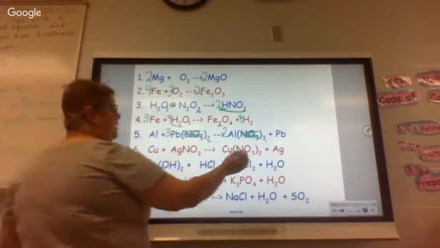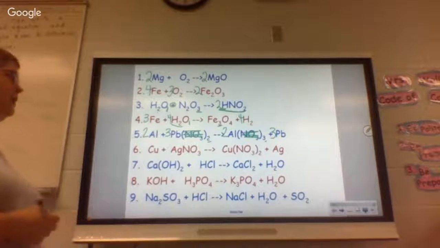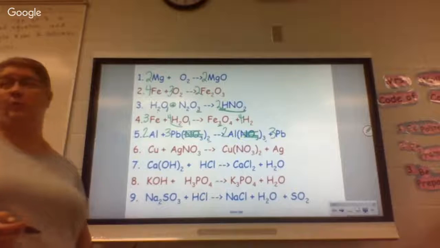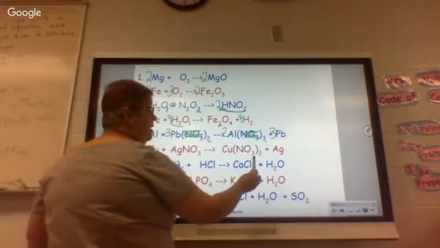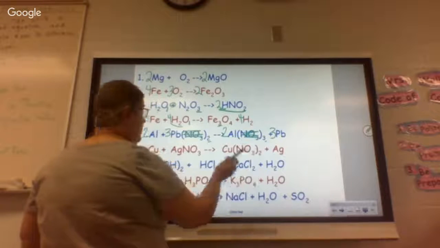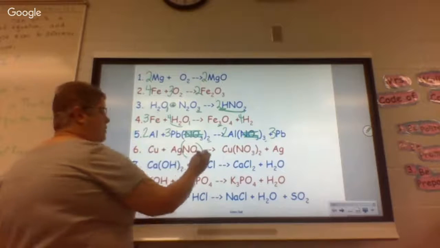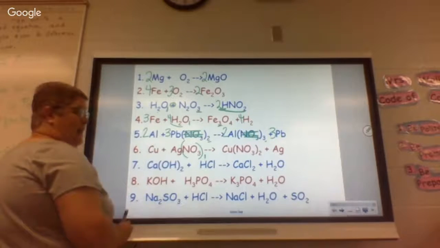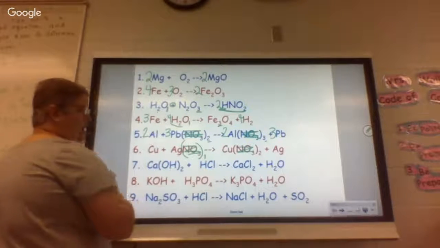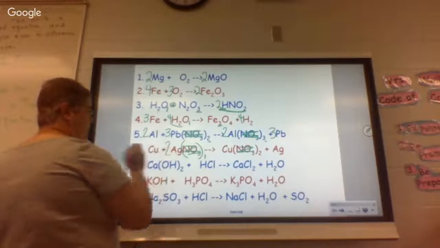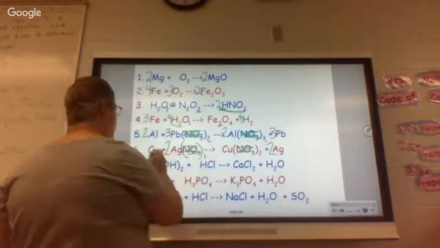So if I've got 3, I'm going to put 3 in front of that lead, 2 in front of that aluminum. Now, 6 only has 1 set of parentheses, so I'm going to draw in parentheses. This 3 is inside the parentheses, right? So I've got to keep that 3 inside when I draw them in. So that means there's a 1 on the outside. If there's 2 on this side, there's only 1 on that side, so I'm going to put a 2 in front of it. I made 2 silvers. So 2 silvers, 1 copper, 1 copper.